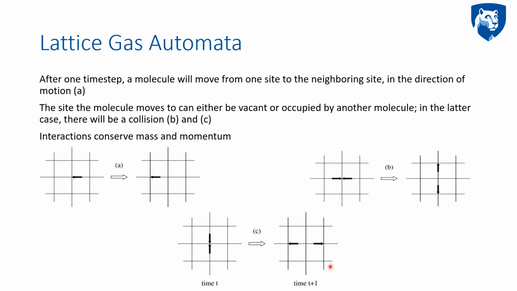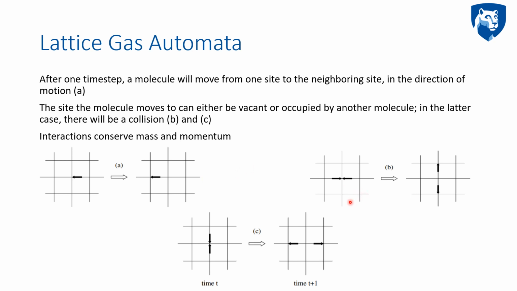So during these molecular interactions, the mass and the momentum are conserved. What I mean by mass conservation is that the total number of molecules before and after the collision remain the same. That means the mass is conserved. And by momentum conservation, I mean that the total momentum of the system is conserved.